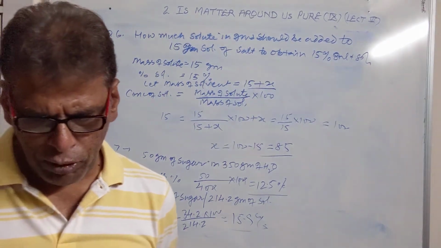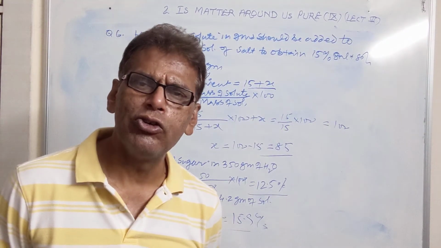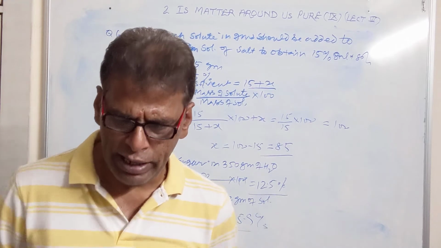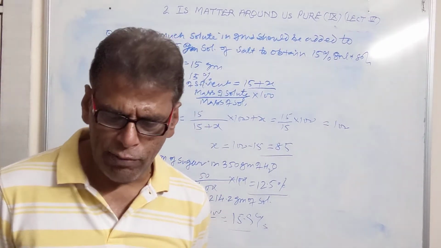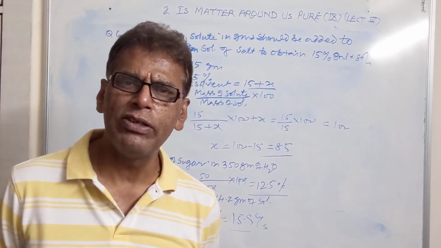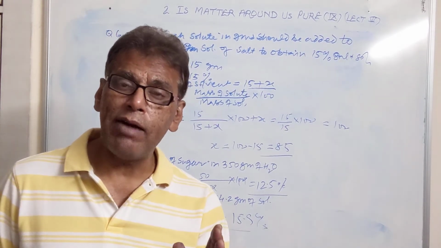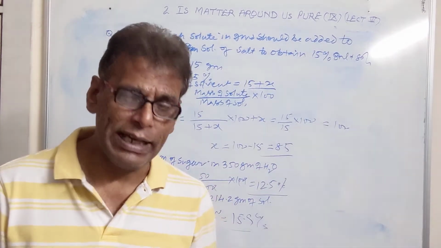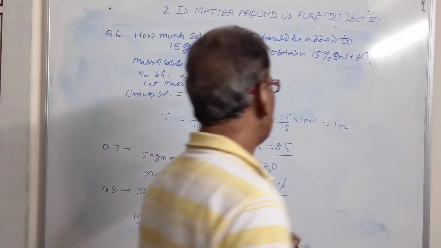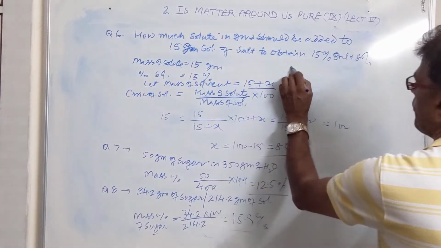We have another problem. To make a saturated solution, we know 36 gram of NaCl is dissolved in 100 gram of water at 293 Kelvin. Find out the concentration of this solution. 36 gram is NaCl, 100 gram of water. Total weight will be 136. So we can calculate the mass percentage of NaCl.